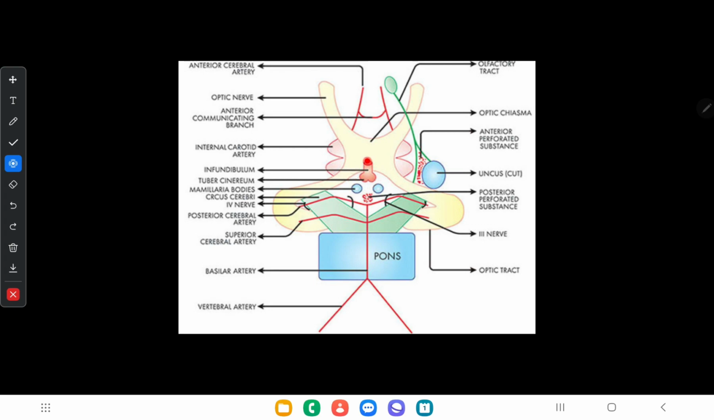Here, one of the most important structures, the infundibulum and the pituitary gland. It is related postero-inferiorly to the optic chiasma. When we talk about the arterial supply to the optic chiasma, it receives ample supply of branches from anterior cerebral, internal carotid, posterior communicating and middle cerebral arteries.